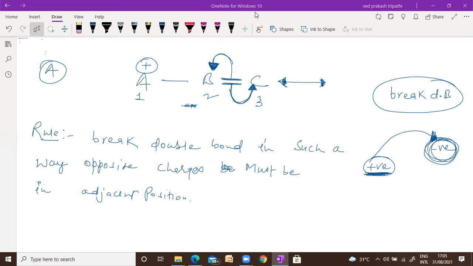The point is here, opposite charges must be in neighboring position. Opposite charges must be in neighboring position. Listen, this is my arrow. This arrow is head position, which means negative charge, and this is the tail position, which means positive charge. So we have to keep opposite charges in neighboring position. Tell me.